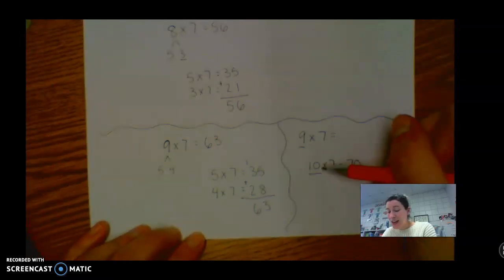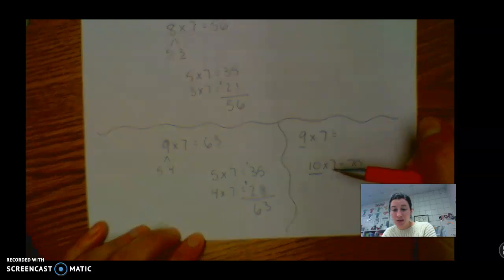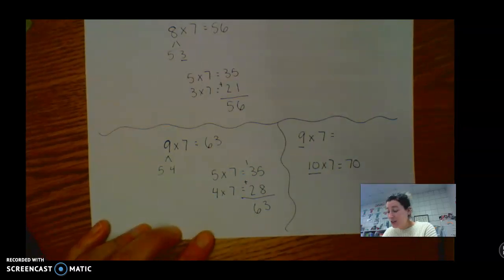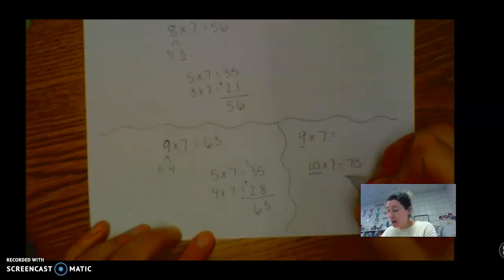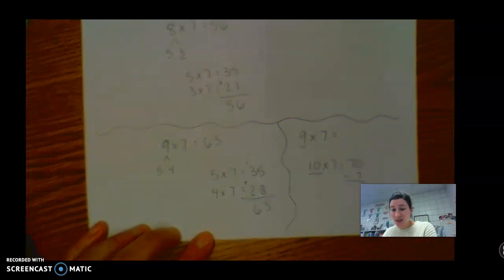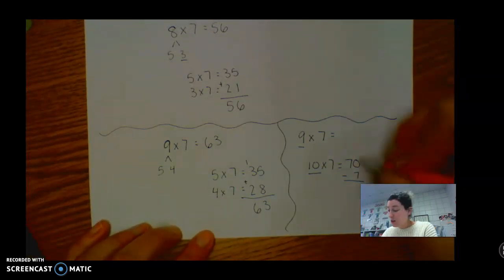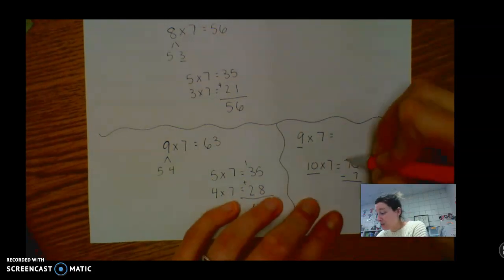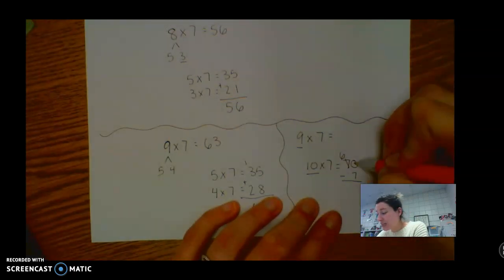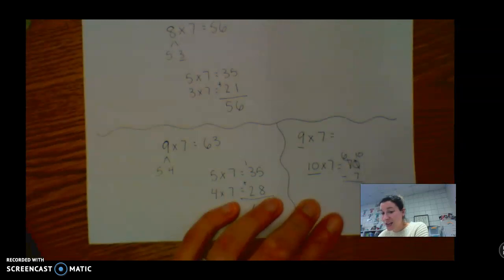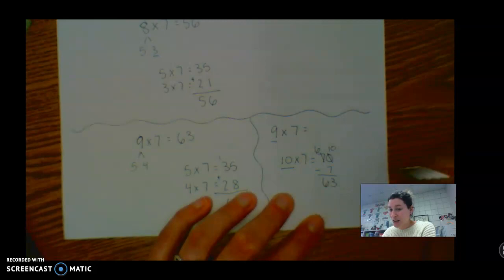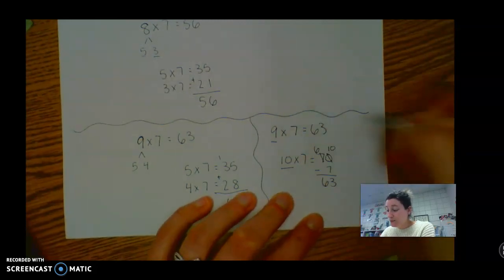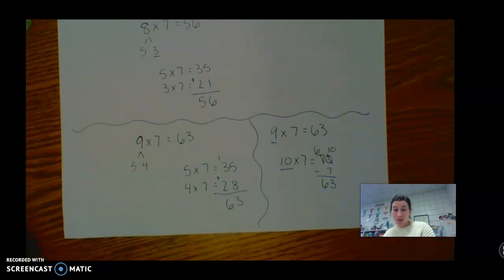Now, I have one extra group in here. So what I need to do is I need to take away one group of 7. So to take away one group of 7, I need to subtract 7. So I cannot do 0 minus 7. So I'm going to cross that out, turn that into a 6. That 0 becomes a 10. 10 minus 7 becomes 3. 6 minus nothing is 6. I still end up getting the same number.